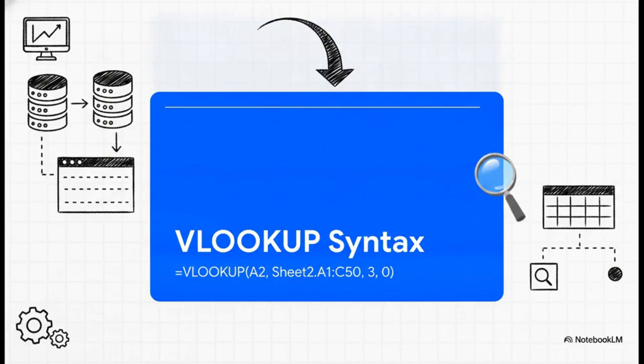It goes like this: equals VLOOKUP, open parenthesis, A2, comma, sheet2.A1 through C50, comma 3, comma 0, close parenthesis. You need to know the syntax cold. It tells the software exactly what to look for, where to find the data matrix, which column to actually pull the result from, and exactly how strict the match needs to be.